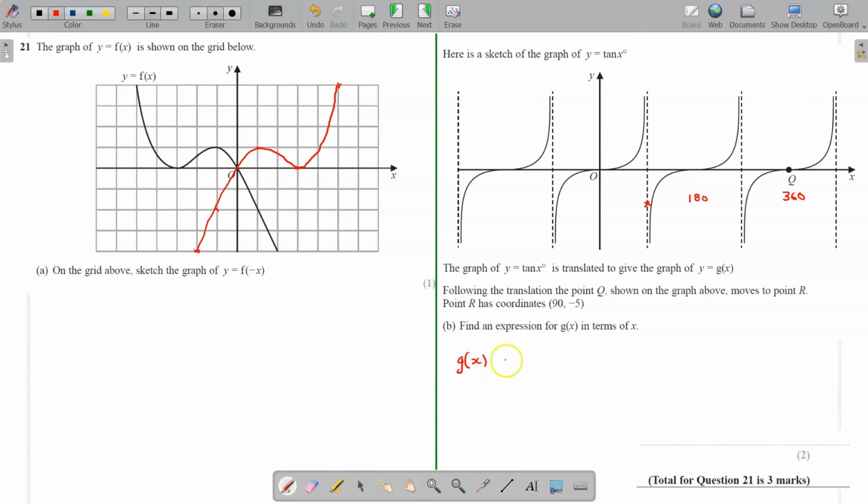So g of x is going to be defined as, instead of the tan of x, it's going to be the tan of x plus 270, because that moves it left 270, and then we need to subtract 5, and that will be the answer that they'll be looking for. You could write that down there on the number line, but on the answer line, but it doesn't really matter, that's fine. Okay, job done.